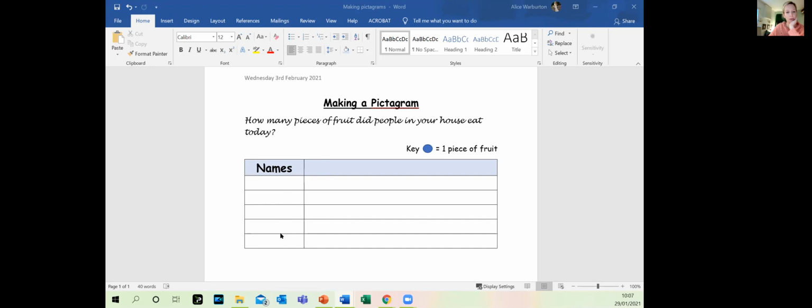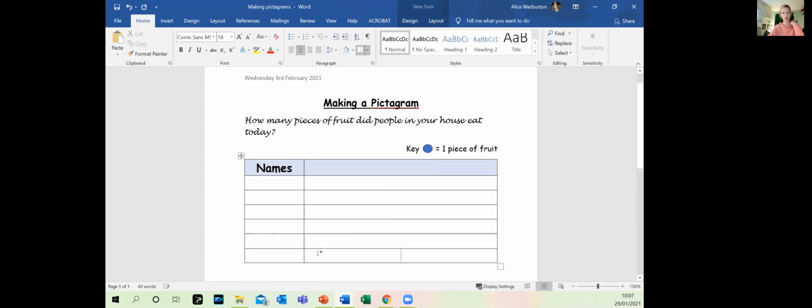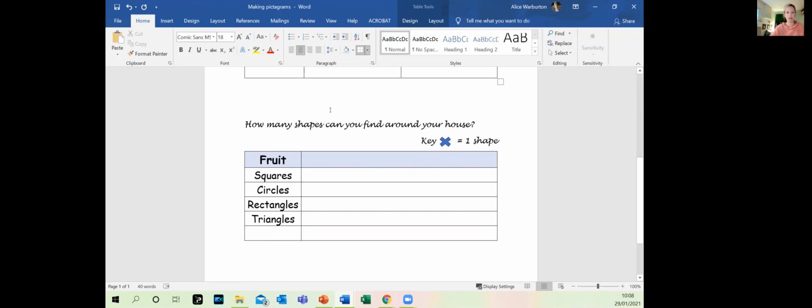If you've got more than 5 people in your house, maybe I should add an extra box in. Hang on, insert. There we go, I'll add an extra one. So add in whoever is in your house. And then as they eat pieces of fruit as the day goes on, you can add, look at the key, a circle, okay? 1 circle means 1 piece of fruit. So that can be an ongoing data collection that you do through the day, noting how much fruit people in your family eat. And then the second one is something you could do a bit more speedily, actually.